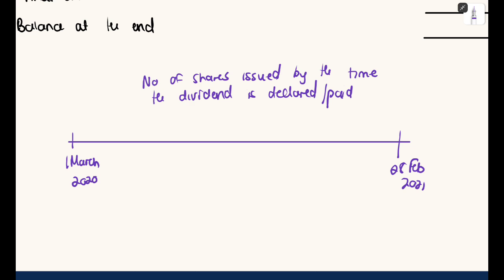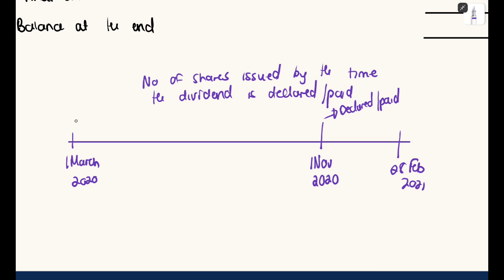So let's say my dividends were declared around the 1st of November 2020. So this is the date that my dividends were declared or paid. For me to be able to calculate how much my dividends were, I need to find out, by the date that the dividends have been declared, how many shares did I have in issue by that date.